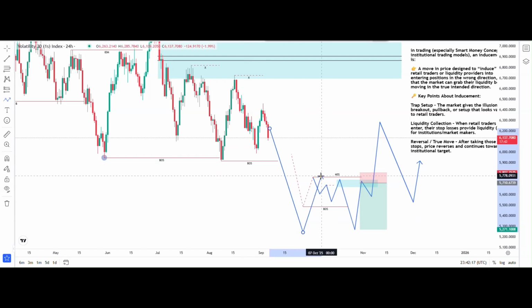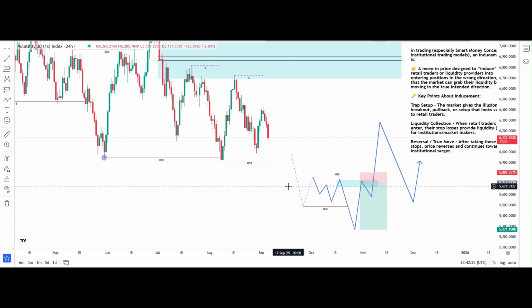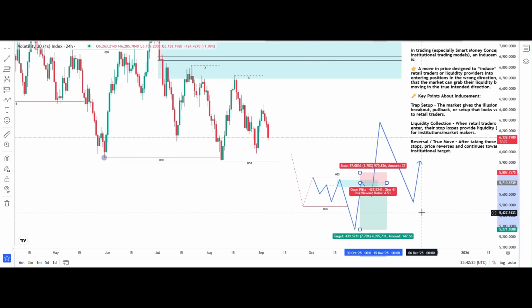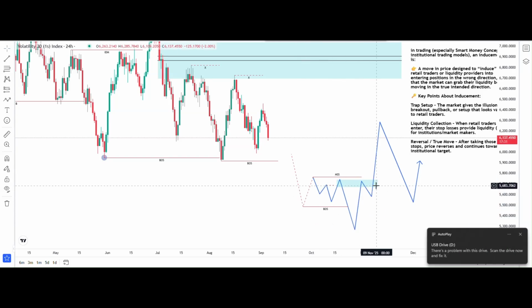Now you're in an extreme risk area, right? And that's how a lot of retailers get caught up and get trapped. So they would have fallen for that. A lot of people would have fallen for that, honestly, right? So this would have been a market structure shift.